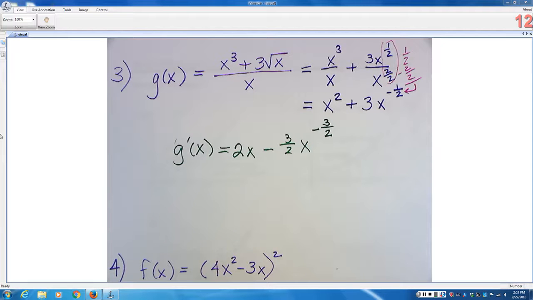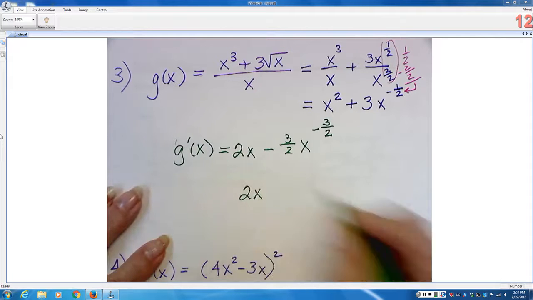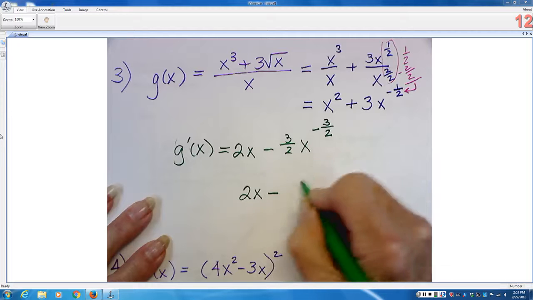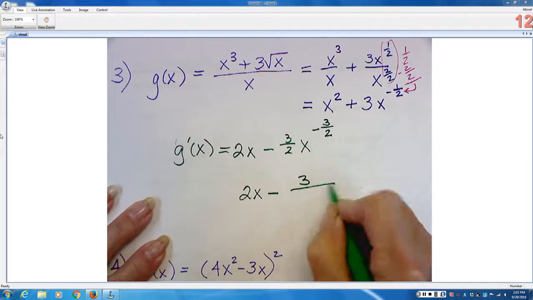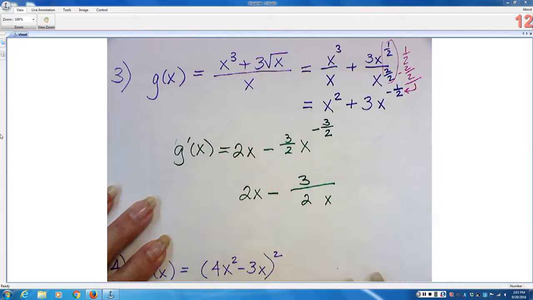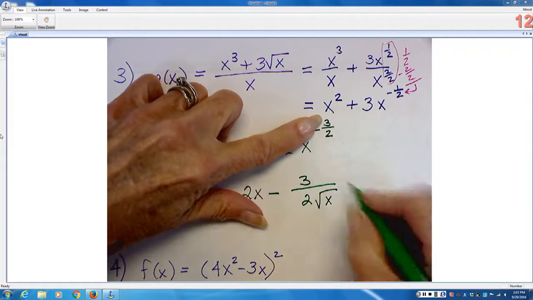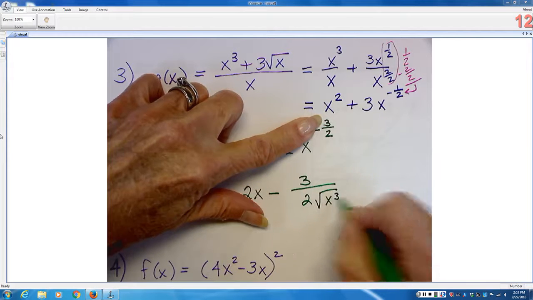So there's your derivative. Now, it is perfectly fine and it is equivalent if you go ahead and write it this way, but you don't have to. Minus 3 over 2, and this brings the x to the denominator. And the square tells you it was square rooted, but the 3 in the numerator tells you it was the square root of x cubed.